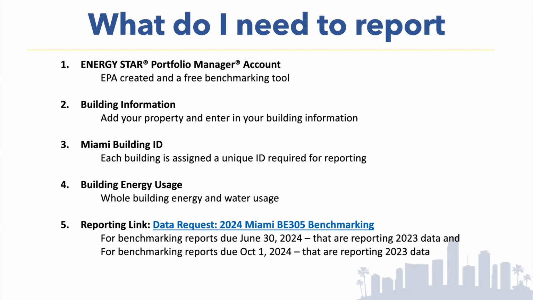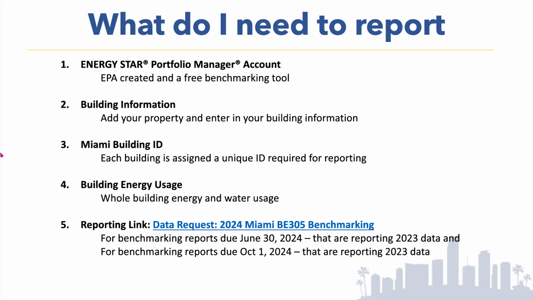All right, and then after you've added that, you'll need your whole building energy and water usage. So you can go ahead and request this usage from the utility providers. They'll send you aggregated data for your specific building from the calendar year 2023. And you'll need to go ahead and upload that into your Energy Star meters. And then once you have your building created and all your energy and water usage applied, that's when you'll need to follow this specific reporting link to submit a benchmarking report.